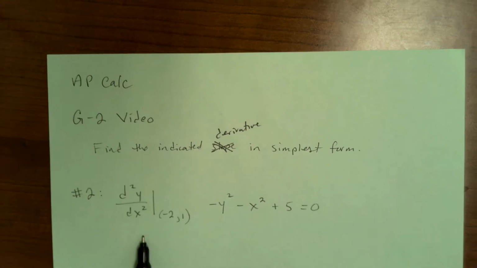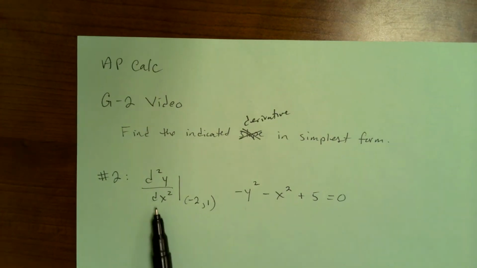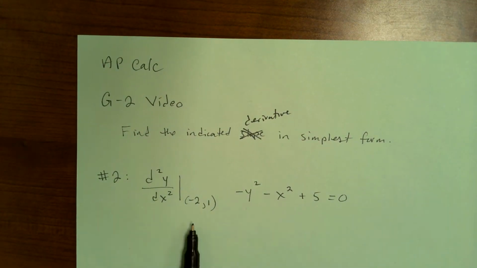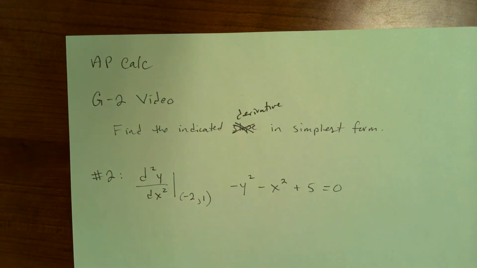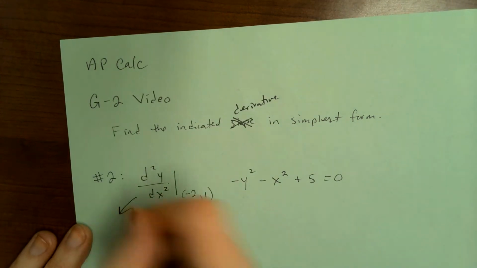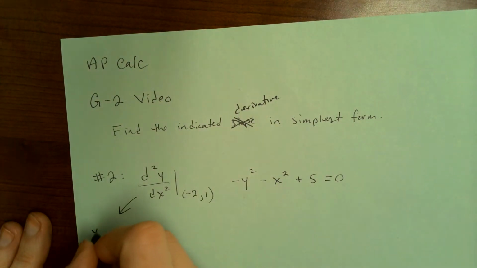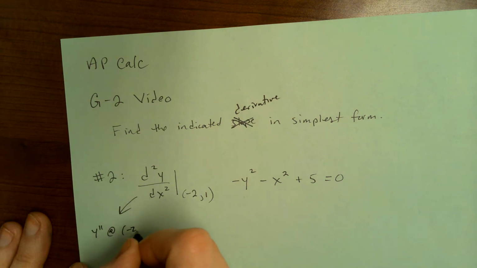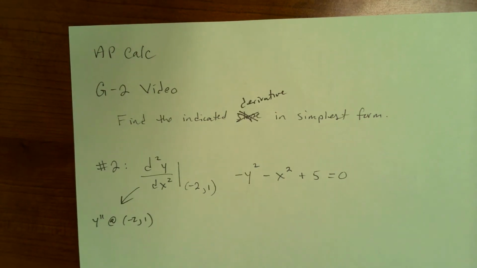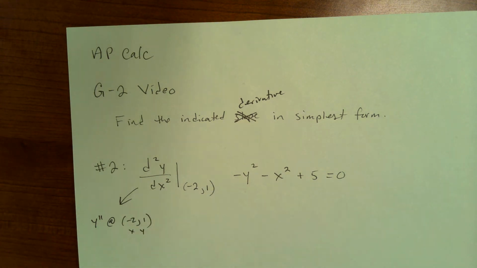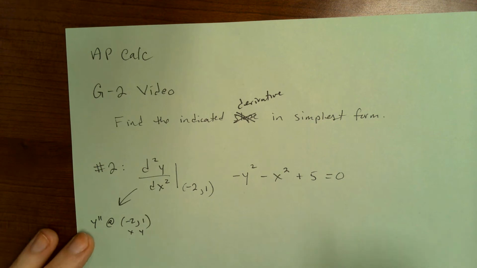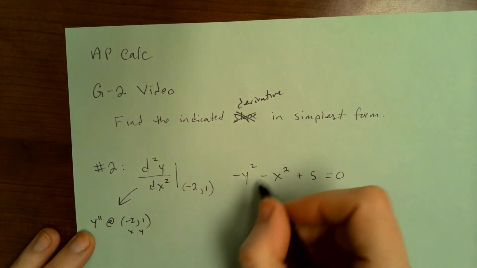So what this is asking for right here is the second derivative at a certain point. They're asking for y double prime at the point -2, 1. And these are the x and y coordinates, so we're going to be plugging those in. It's going to be just like the last phase, except we're going to be plugging in for x and y.